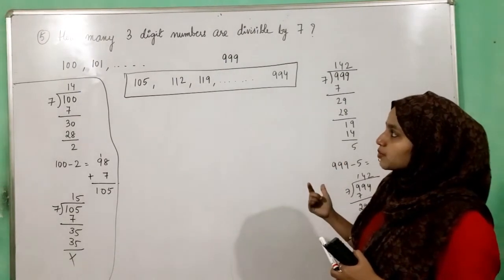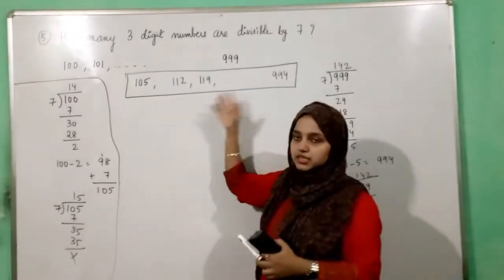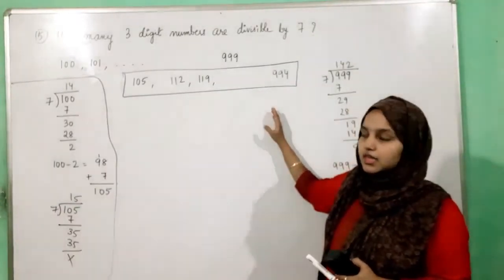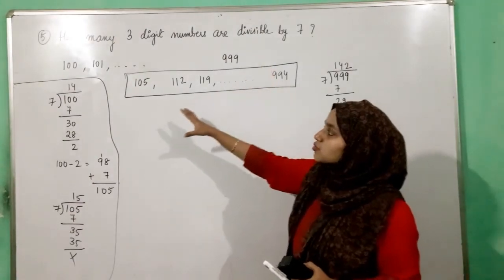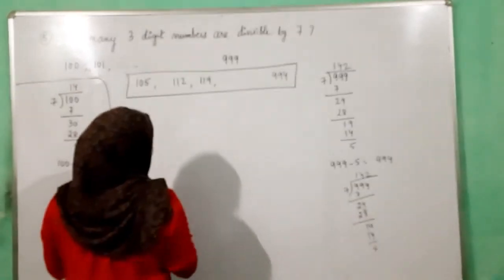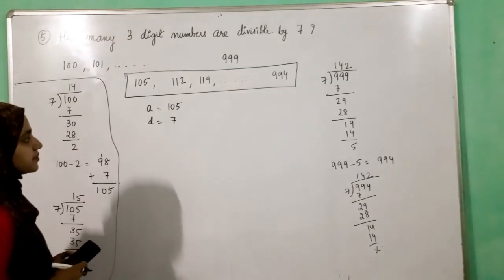So now what are we supposed to find out? How many are there? This is our entire list. So how many terms are there in this AP? How many numbers are there? Okay, so that is what will give us the answer. So a is how much? a is 105. d is how much? Common difference. So it is obviously 7.